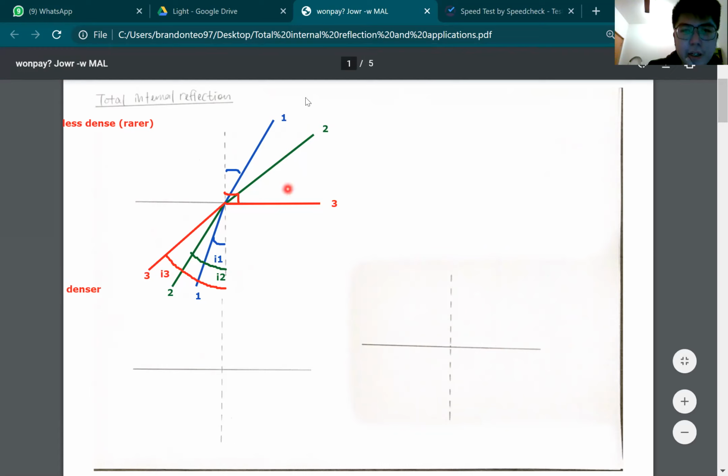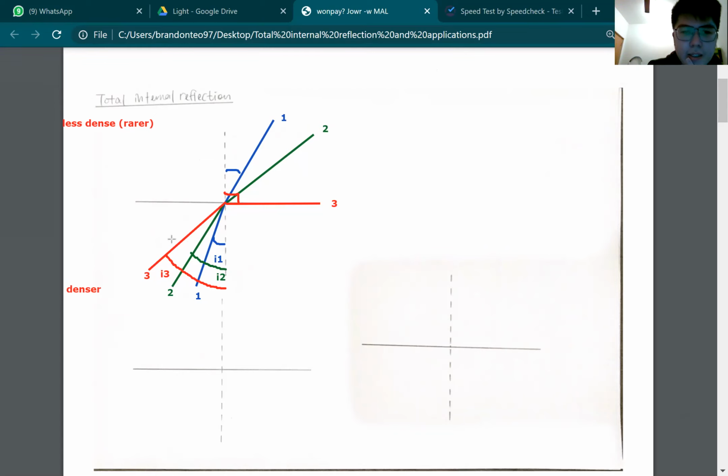Now, what happens if I keep on increasing this? After ray number 3, 我再 increase 那个 incident angle until this one, ray number 4. Now, 如果那个 incoming ray is greater than I3, it will be reflected back. So this is 4 and this is also 4.